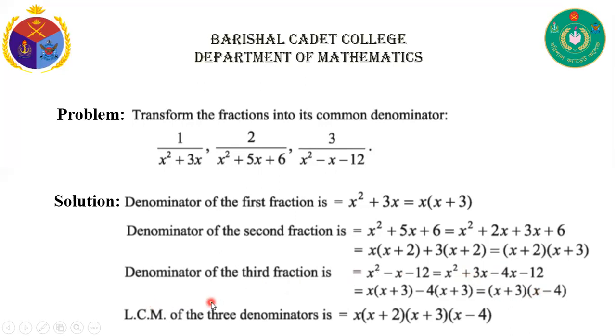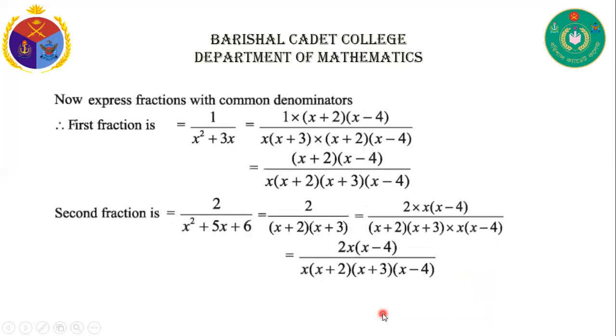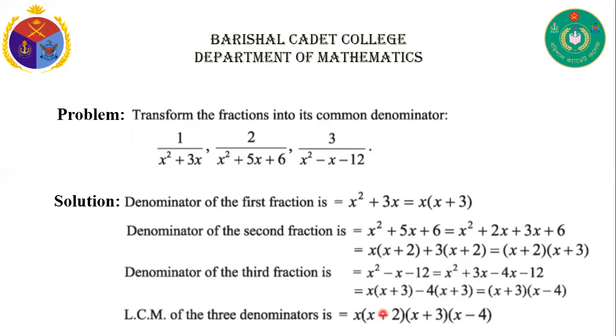So the LCM of the three denominators is x into x plus 3 into x plus 2 into x minus 4. So now how can we express the fractions with a common denominator? First we have to find out the quotient. For the first fraction we have x into x plus 3. Then we have to multiply by the quotient. The multiplying quotient is x plus 2 into x minus 4.